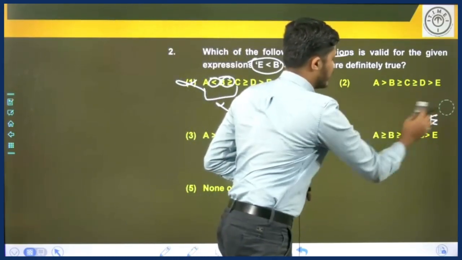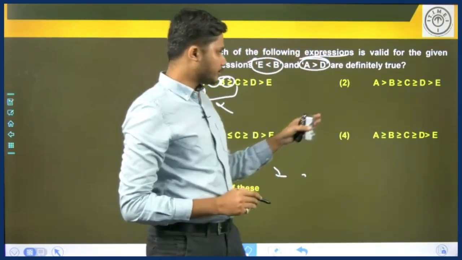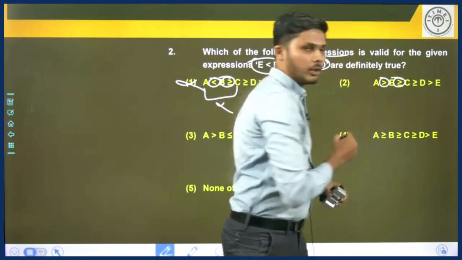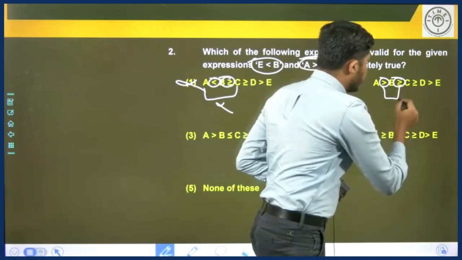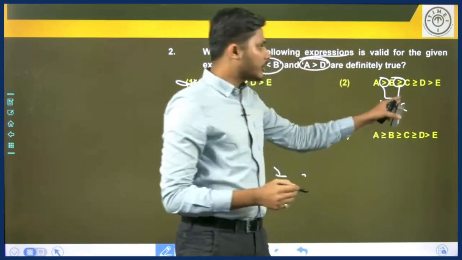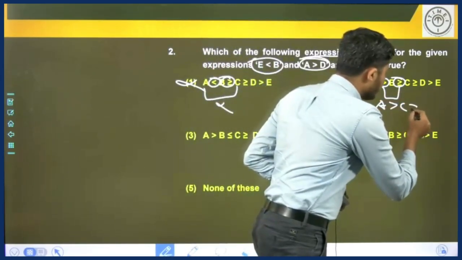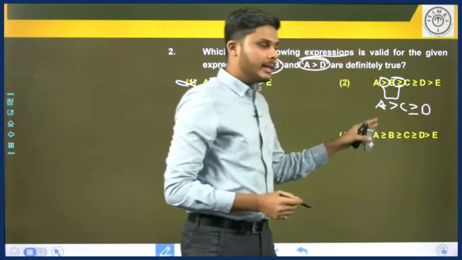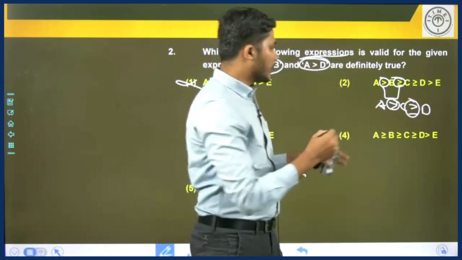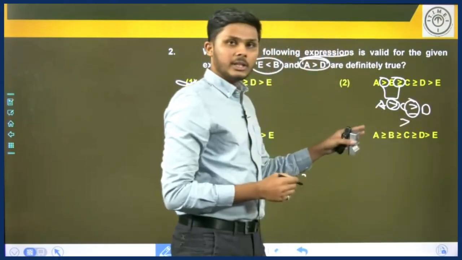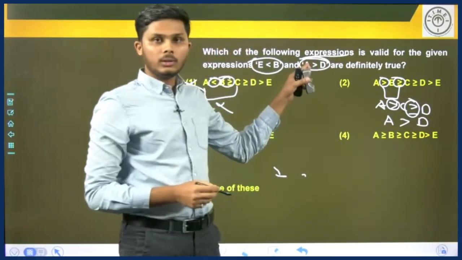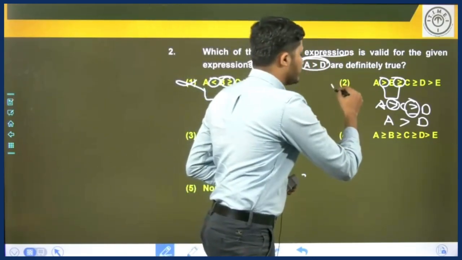Now let's look at the second condition, which is A greater than D. The relation between A and C: as the symbols are greater than and greater than or equal to, the end result will be greater than. This is A greater than C, and the relation between C and D is C greater than or equal to D. Again the symbols are greater than and greater than or equal to, so the end result will be greater than, and the relation between A and D will be A greater than D, which does follow the second condition. Hence choice 2 is correct.